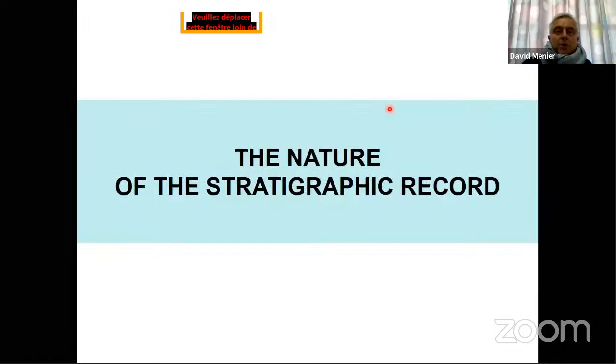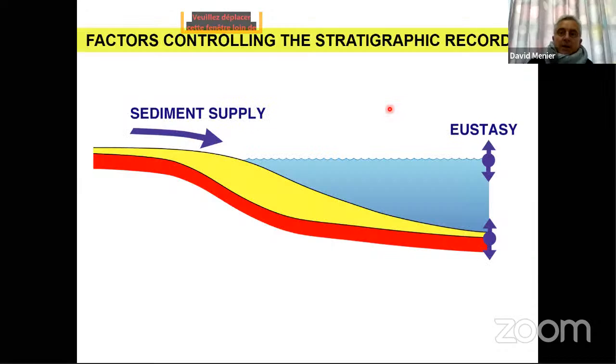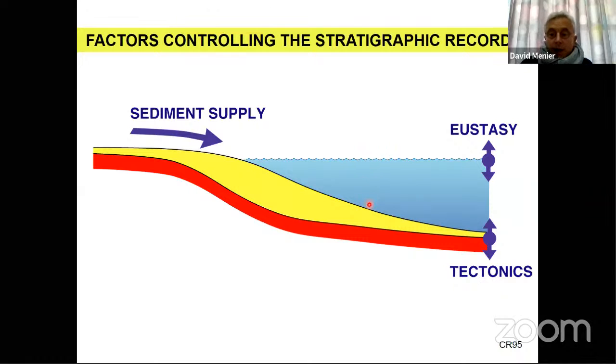Okay, so in the nature of the stratigraphic record, let's go back to maybe more theory: sediment supply, eustasy, and tectonism. And this is what we have over there. This is the accommodation space that we need in order to preserve and to try to understand the yellow package here.